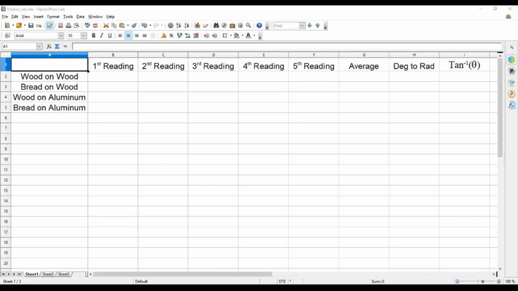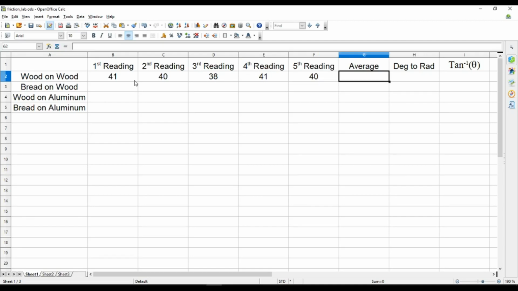Now that we have all our angles, we can find the static coefficient of friction. The first step is plugging in our numbers into this table here, starting with wood on wood. The first reading was 41 degrees. The second reading was 40 degrees. The third reading is 38 degrees. The fourth reading is 41 degrees. And the fifth reading is 40 degrees.